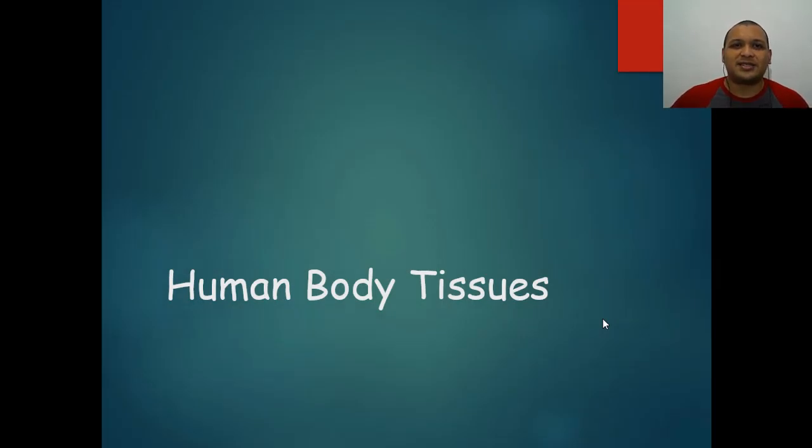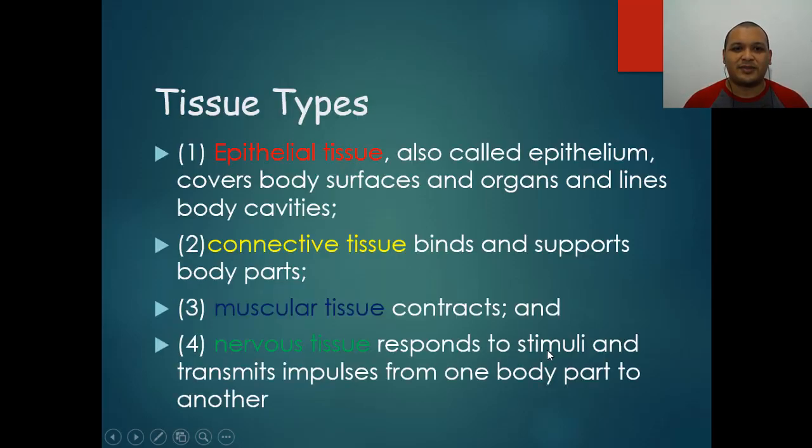In today's lecture, we are going to talk about human body tissues. So let's begin. The first thing we need to know is the types. The first type of our tissues we call epithelial tissue. We can also call it epithelium. The work of epithelium is to cover body surfaces and organs and line body cavities. Maybe you can see the detail a bit later.